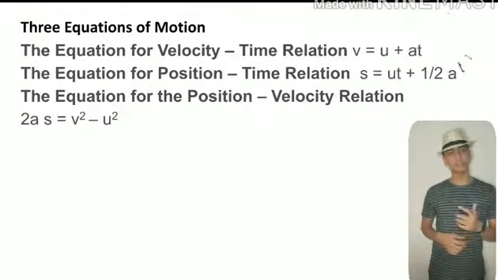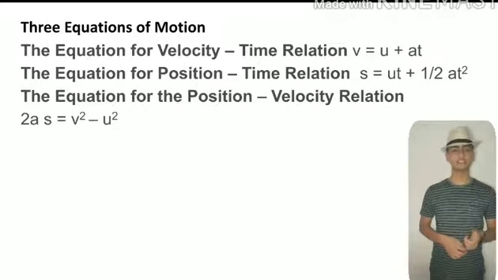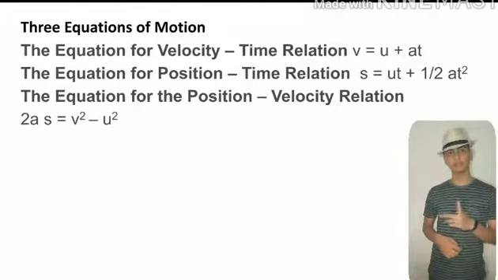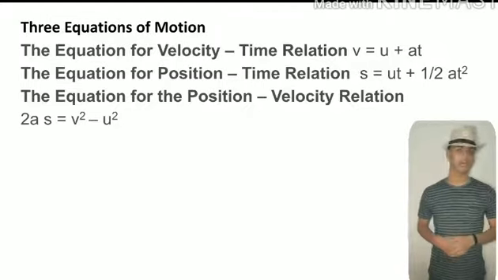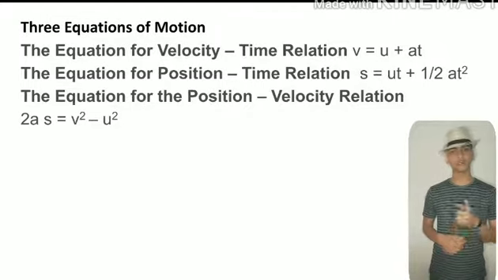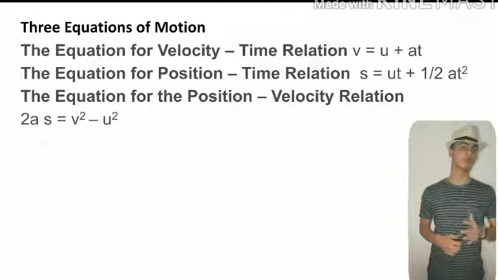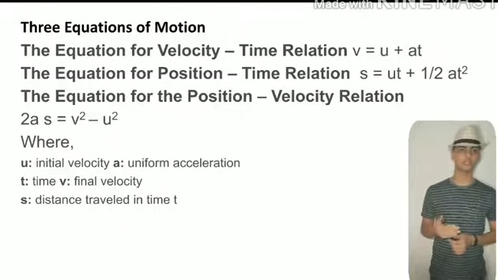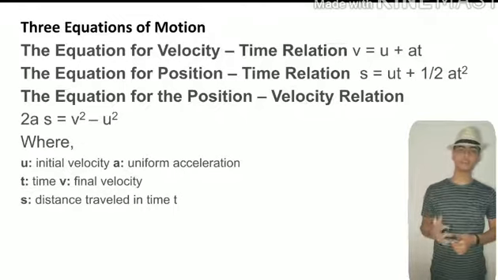The first is the velocity-time relation, that is v equals u plus at. The second is the position-time relation, that is s equals ut plus half at square. The third equation, for the position-velocity relation, is 2as equals v square minus u square. In these three relations, u is the initial velocity, a is the uniform acceleration, t is the time, v is the final velocity, and s is the distance traveled in time t.